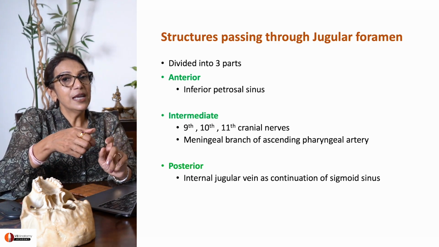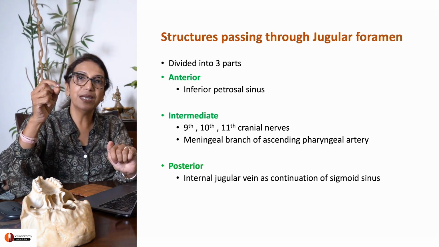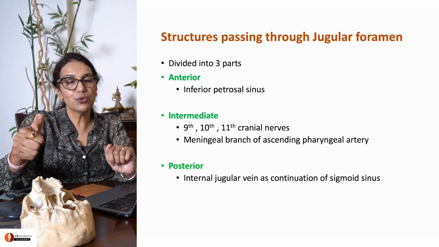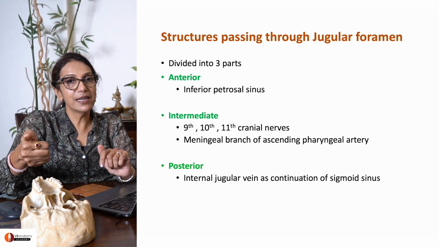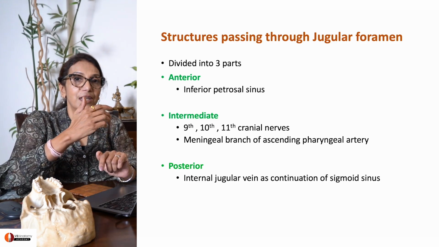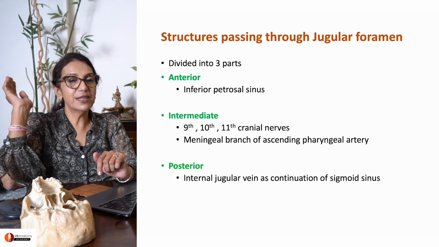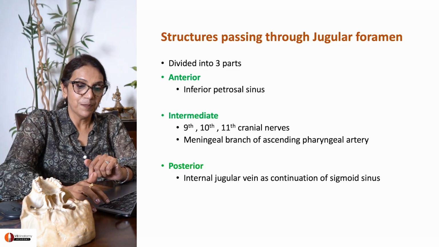Jugular foramen, again you have a lot to talk about. It's divided into anterior, intermediate, posterior. Through the anterior passes your inferior petrosal sinus. Through the intermediate pass your 9th, 10th, 11th cranial nerves along with the meningeal branch of ascending pharyngeal artery. Through the posterior part passes your internal jugular vein as a continuation of sigmoid sinus.